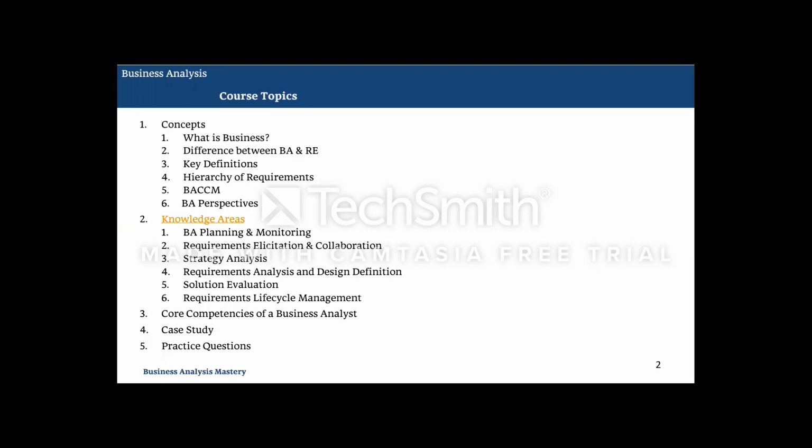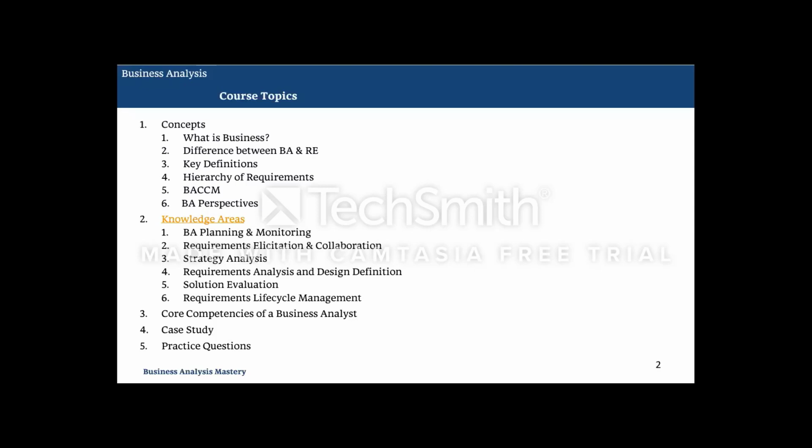After the key concepts, we will explain the main knowledge areas of business analysis: planning and monitoring, elicitation, or requirement fact-finding phase, strategy analysis, the RAD, the thinking phase and the design proposition, solution evaluation, and the requirement management itself. We will also explain the key skill sets required for any business analysis practitioner and how to work on developing your skill sets.